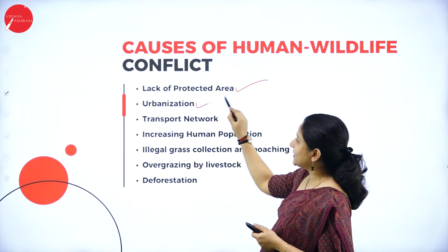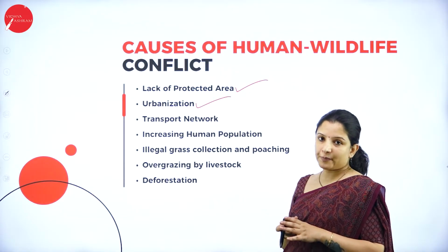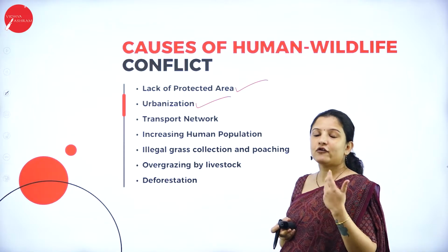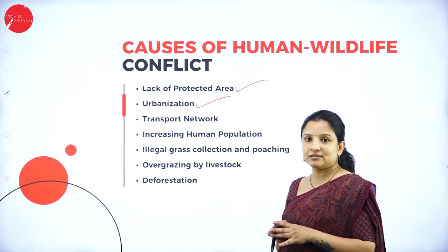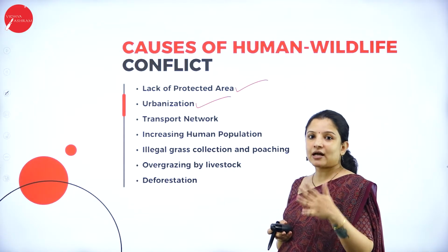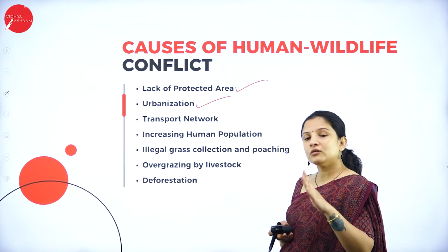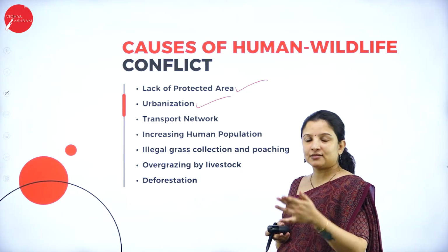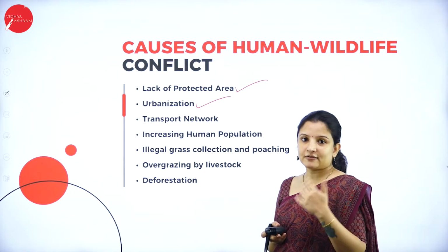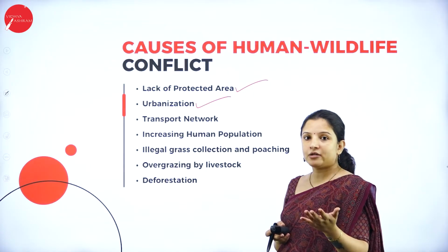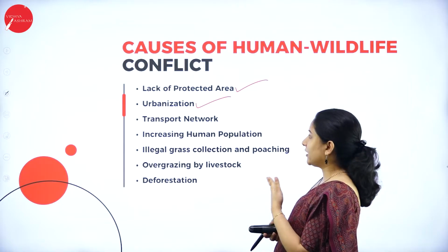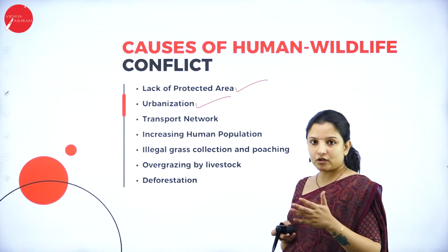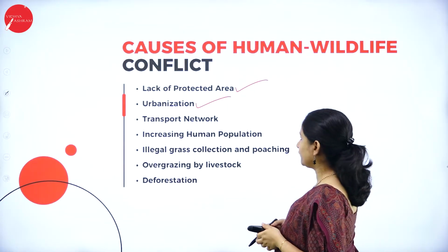Next is urbanization. As and when the population increases, the need for infrastructure also increases. The rural areas start to urbanize. Therefore, there is a need for a lot of space, and they'll start cutting down trees in the forest and converting them into urban lands. Therefore, urbanization is also one of the causes for human-wildlife conflict.